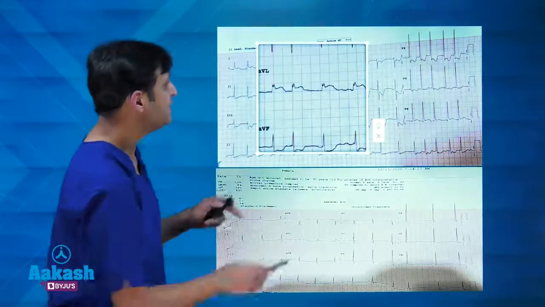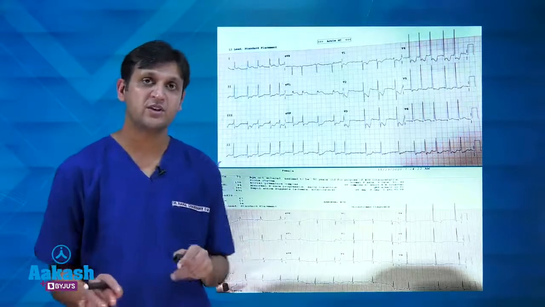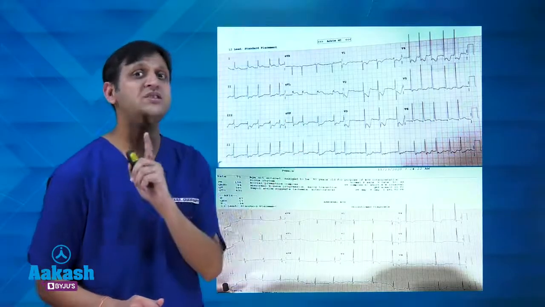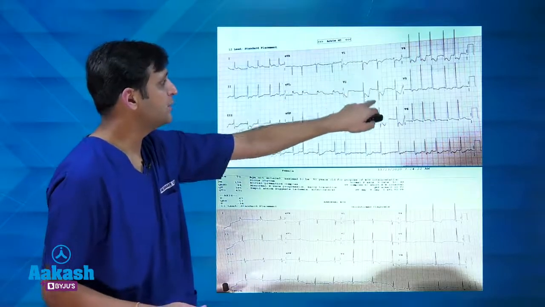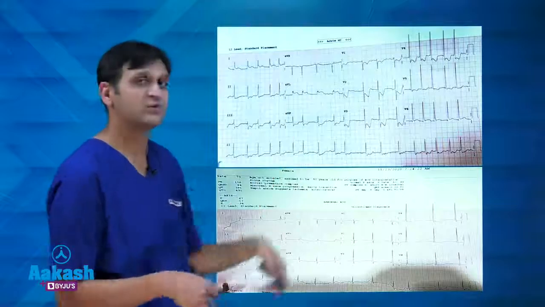Fine, so please be very careful, right? Don't just think that ST elevation is the only indication. This is a loophole that can be quizzed in the exam. Posterior wall MI, how do you diagnose? ST segment depression in V1, V2, V3 with R by S of more than 1 in V2, V3.